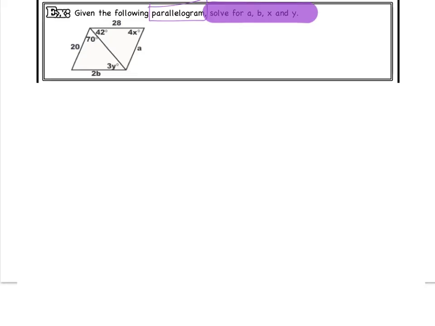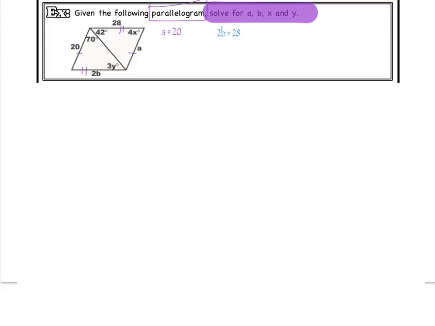So let's go ahead and start kind of narrowing it down. So what do I know about, let's start with the sides. What do I know about the sides of a parallelogram? Well, I know that opposite sides are congruent. So I can say that this side is congruent to this side and that this side is congruent to this side. So go ahead and pause the video and see if you can write an equation for a and b.